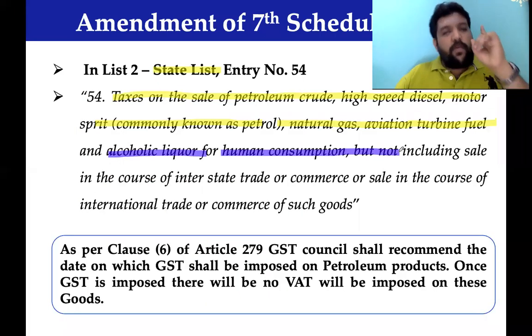When that day comes, on one product central excise duty will be levied, which is tobacco product. On one product the state will levy value added tax, or sales tax in other words, which is alcoholic liquor for human consumption.